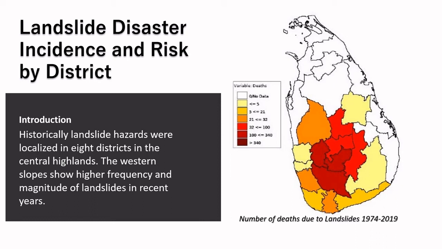Landslides caused most of the fatalities due to natural disasters, and the frequency and magnitude have increased in recent years. The frequency of losses due to landslides is increased due to forest clearing, poor drainage, and poorly designed construction.